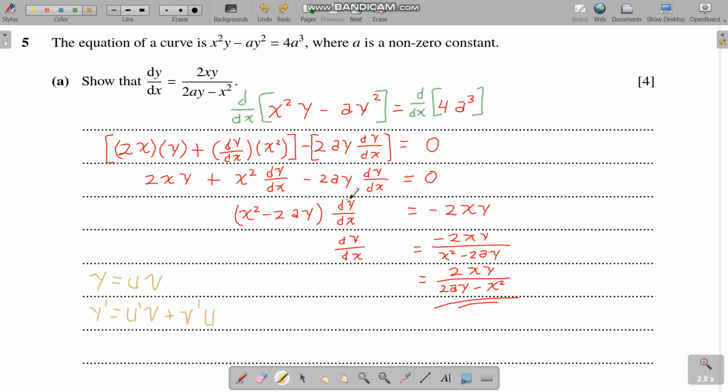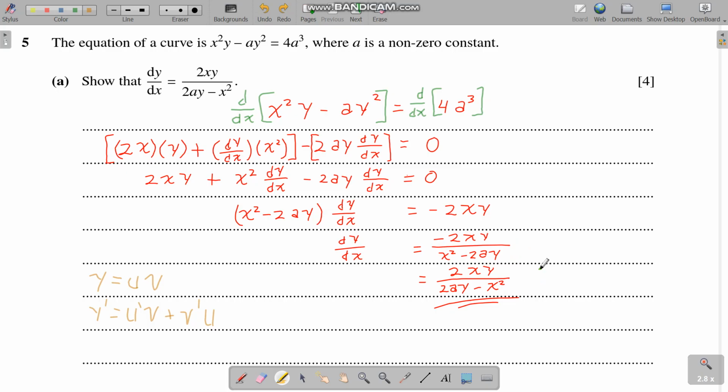And from here, do the algebra: factor out dy/dx, and then divide both sides by x squared minus 2ay. And from here, if you want to get what you want to prove, we can just multiply both parts of the fraction by minus. So we're going to get positive 2xy over 2ay minus x squared, which is what we need to prove.